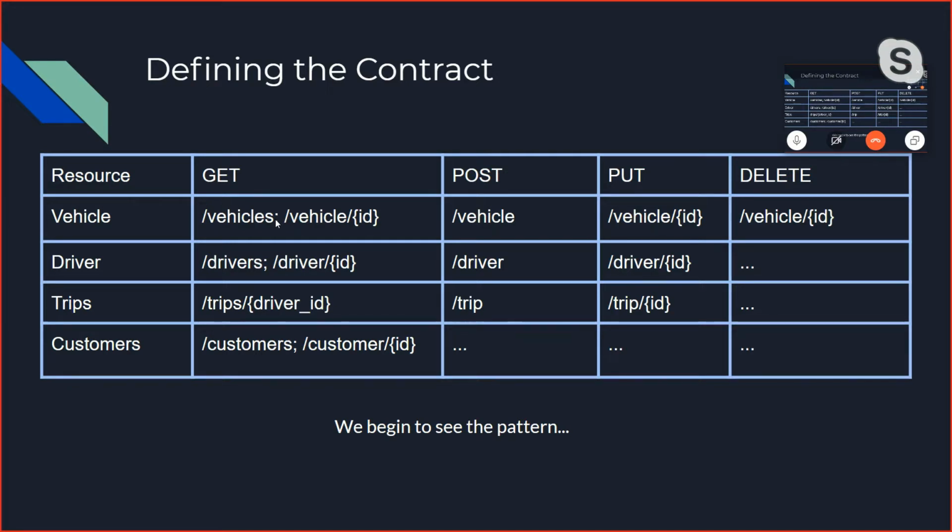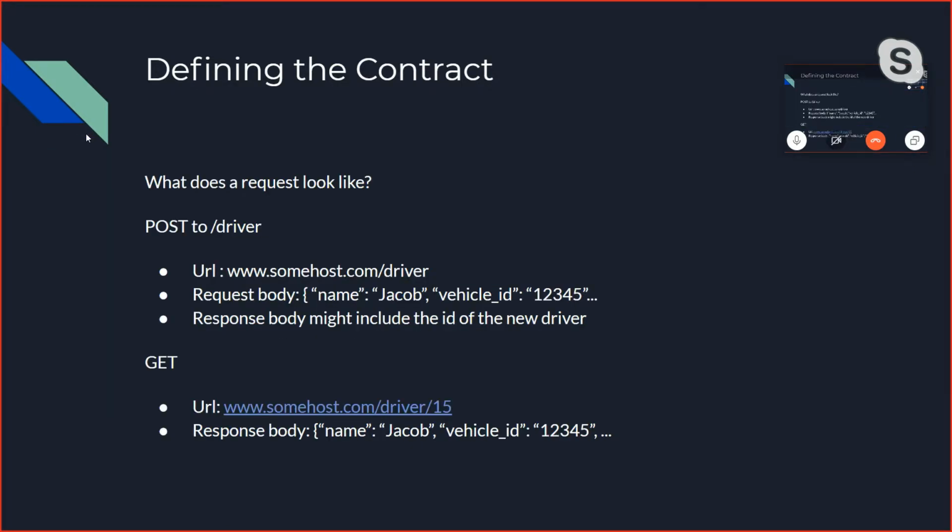If I want to create a new driver, for instance, I might say taxiservice.com slash driver. That's not enough information on its own. When I send a POST request, I'm also sending a payload. I'm sending a group of information, an information structure, and it creates a driver based on that, or a trip, or a vehicle, or a customer.